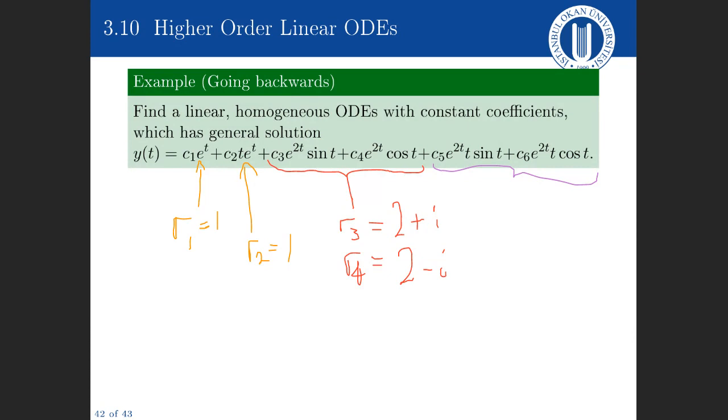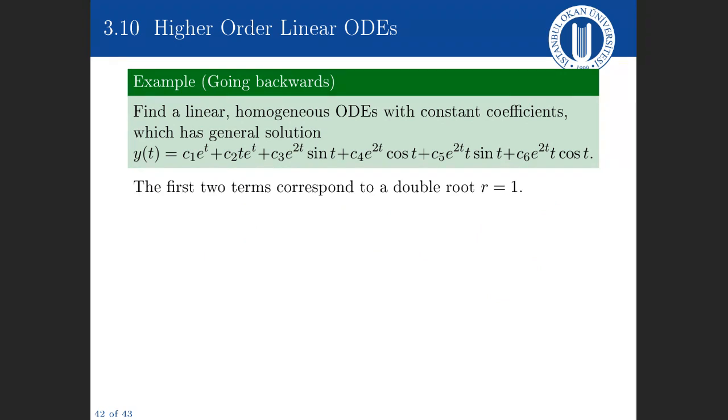And then the final two functions I'm going to look at together again, to write down r5 and r6. We have e to the power 2t t sine t and e to the power 2t t cos t. These are the same type of functions as we had before, but multiplied by t. We're going to have the same roots repeated. We must have 2 plus i and 2 minus i. So to recap, the first two terms have the repeated root 1, and the last four terms correspond to the repeated complex root 2 plus or minus i.